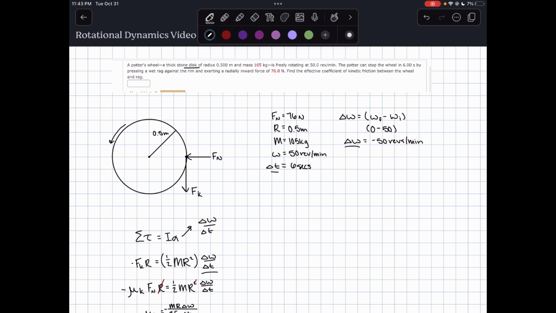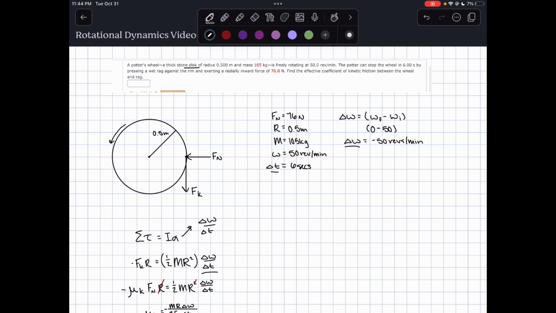First, let's look at our givens. We know the normal force is 76 newtons, the radius is 0.5 meters, the mass is 105 kilograms, the angular velocity is 50 revolutions per minute, and the change in time is 6 seconds.